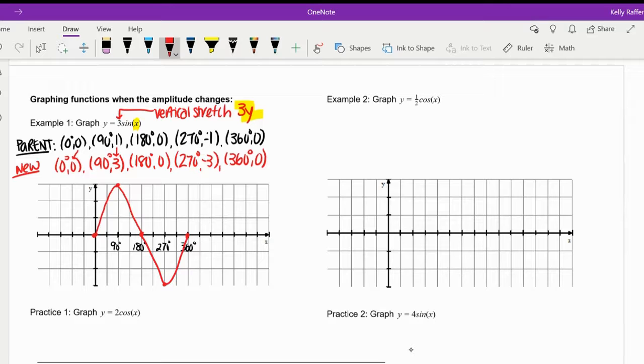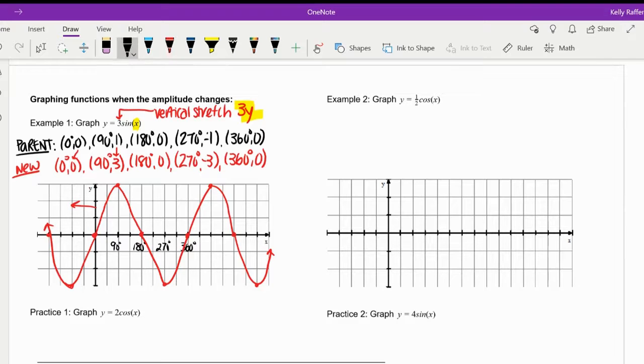So if I kept this pattern going, next I would go over 2 more, up to the top. Over 2 more, back to the midline. Over 2 more, down to the bottom, and just keep that pattern going. So if we were to go to the other direction, if we wanted to go this way, I'd go over 2, down to the bottom. Over 2, back to the midline. So I'll ask you guys to graph at least 5 of these key points on each graph.